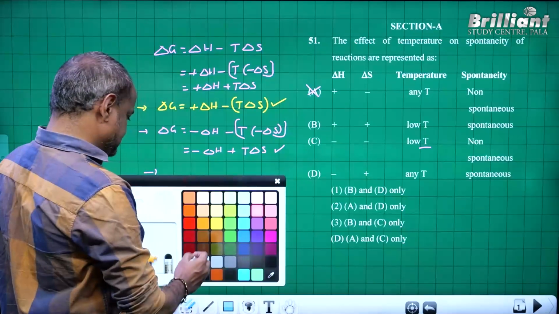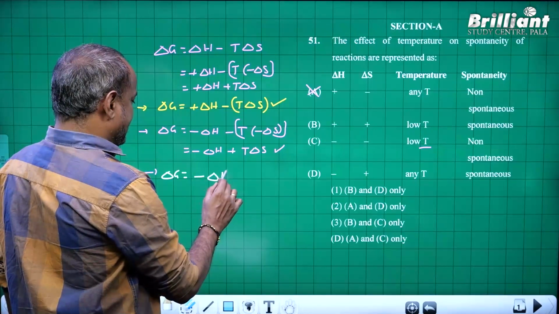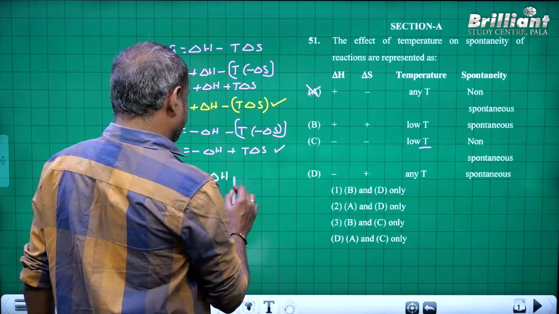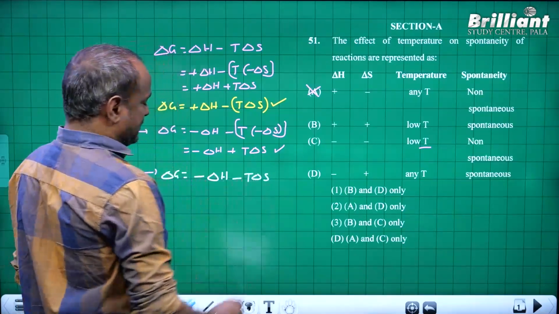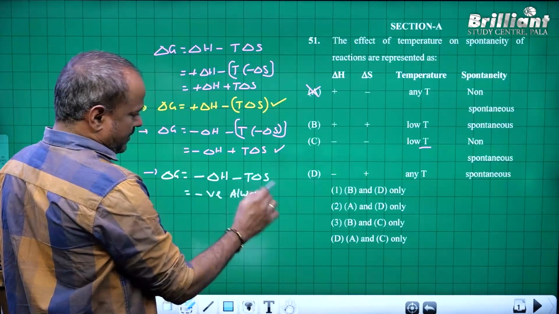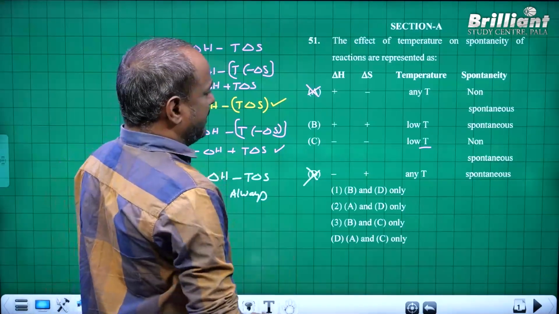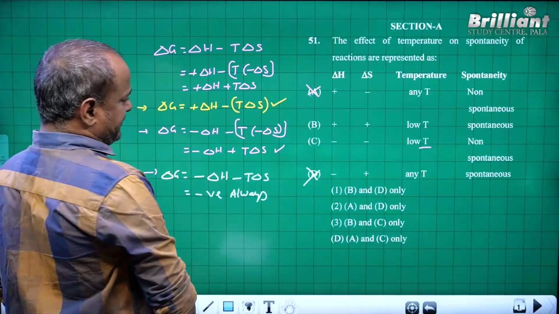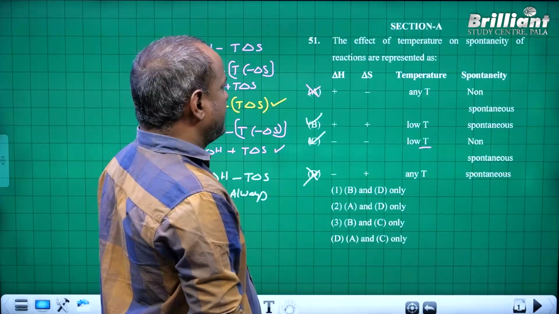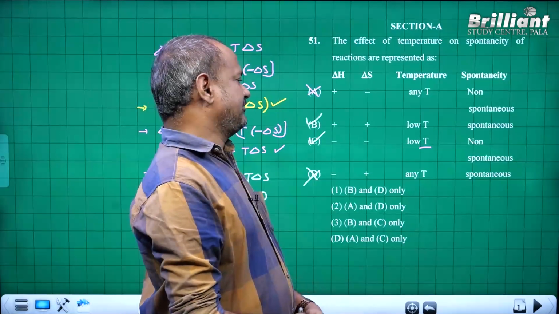Next one, minus plus. Delta G equal to minus H minus T delta S. It is always minus only. No effect of temperature. So effect of temperature working for B and C. Okay, but working is small effect of temperatures.